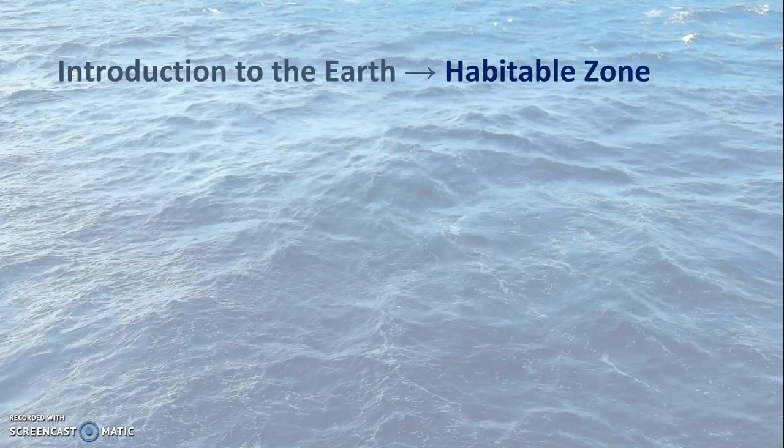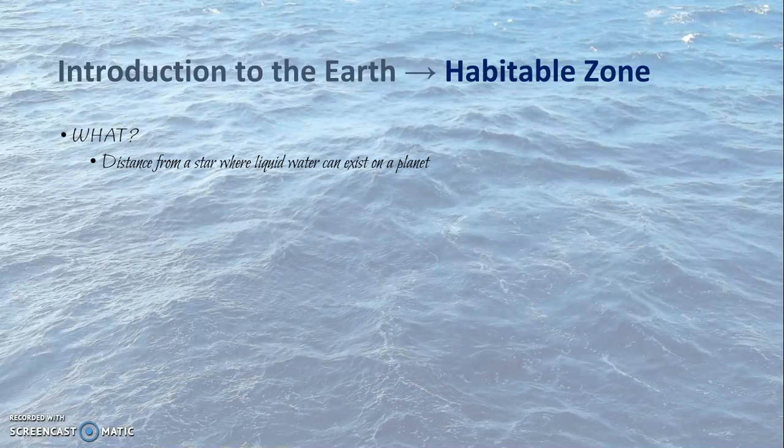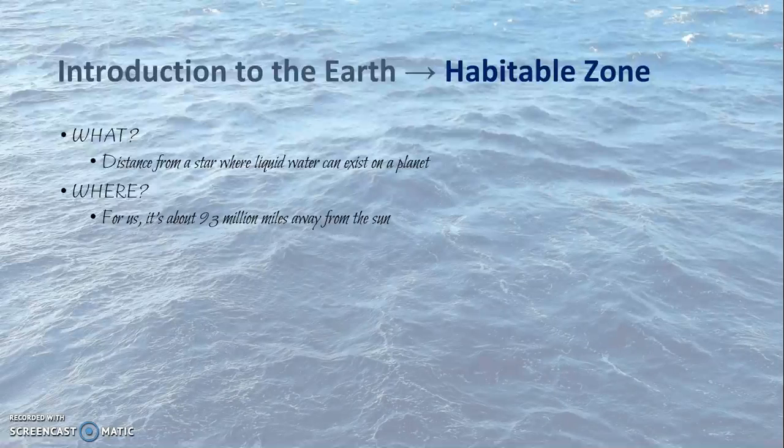All right, so let's look at our habitable zone of Earth. So what exactly is this? This is the distance from a star where liquid water can exist on a planet. So where can we find this? For us, it's about 93 million miles away from the sun.